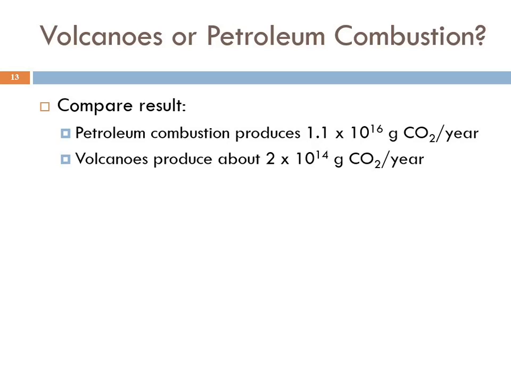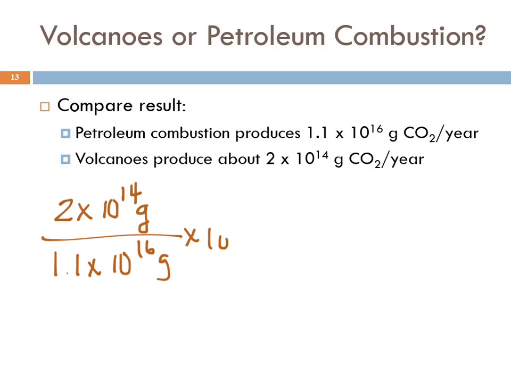Well, let's find out what percent is the volcano production of the petroleum production. So let's take the volcanoes, 2 times 10 to the 14th grams, and divide by the petroleum combustion. And as a percentage, so 2 EE14 divided by 1.1 EE16 times 100.